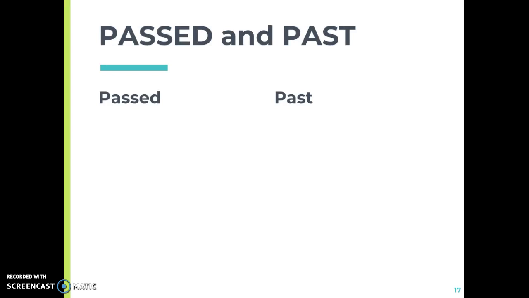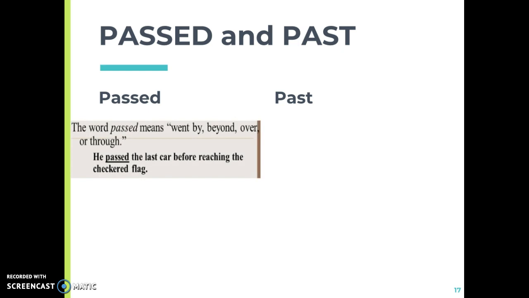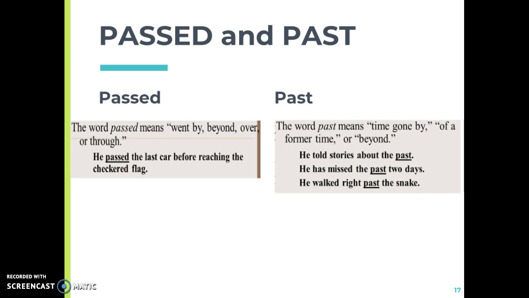Next are past and passed. The first, passed, ends in ed and is the past tense of the verb to pass, like he passed the last card before reaching the checkered flag. The second, past, ends in t and can be a noun, adjective, preposition, or adverb, but not a verb.